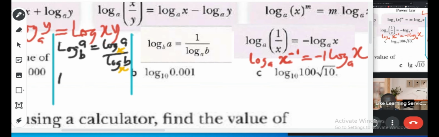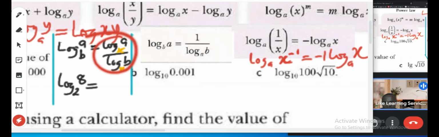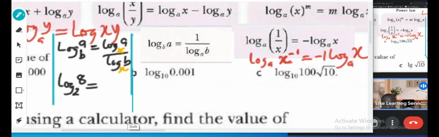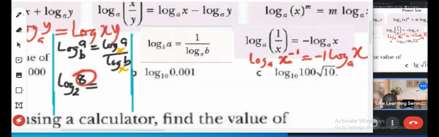Okay. Log of eight in base 2 is the same thing as, apply that rule. Let me show you. Apply the rule and tell me what it will be. Log of 8 in base 2. Apply this rule here.